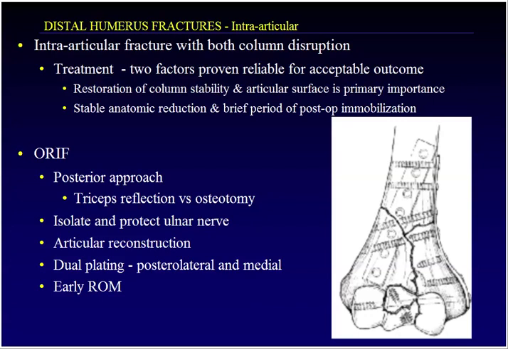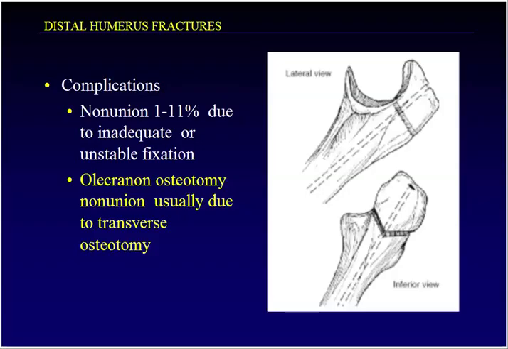Whether or not you transpose the nerve is still a subject of debate among trauma surgeons, probably 6 of one, half a dozen of the other. There's nothing in the literature that mandates that you have to do an anterior nerve transposition. Articular reconstruction is critically important to anatomically reduce the intra-articular fracture extension, then dual plating and early range of motion, as we mentioned. Complications of distal humerus fractures, non-unions can occur anywhere from 1 to 10%, and that's usually due to poor surgical technique, inadequate or unstable fixation.